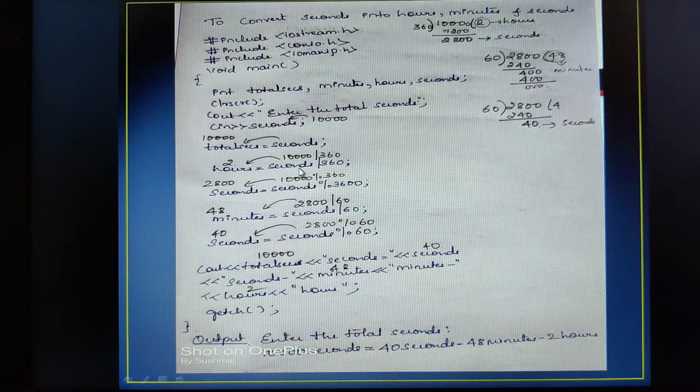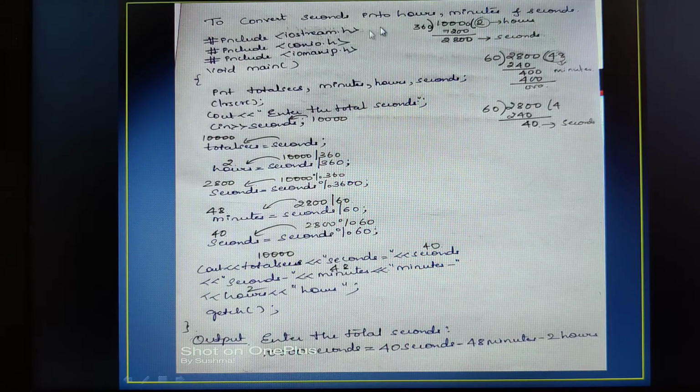There is a standard formula, that is seconds divided by 3600. This is a standard formula, am I right? If I need to convert the given seconds into hours, that means seconds divided by 3600. If you do, you get the hours. So 10,000 divided by 3600. 3600 times 2, I got 7,200. Therefore 2,800 was the remaining.